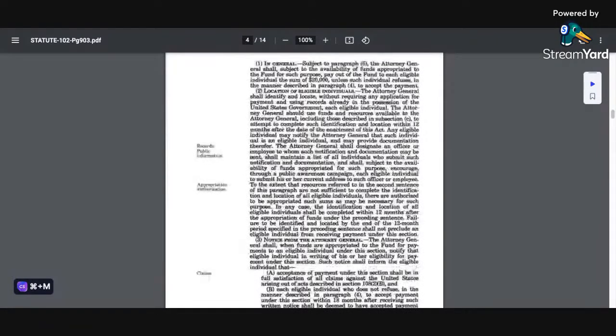2. Location of eligible individuals. The Attorney General shall identify and locate, without requiring any application for payment and using records already in the possession of the United States government, each eligible individual.